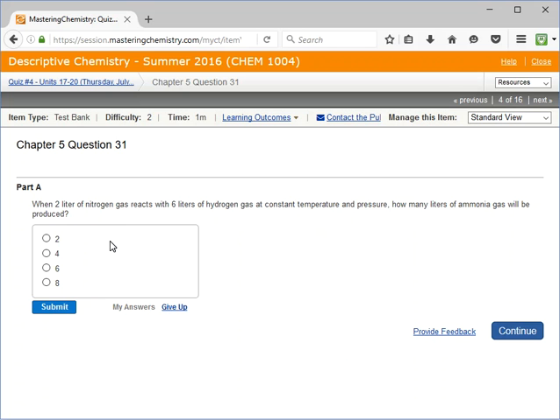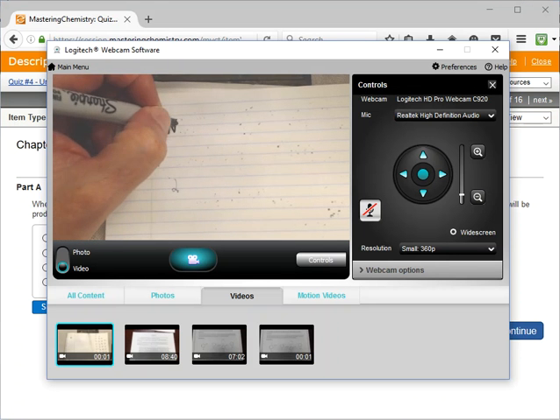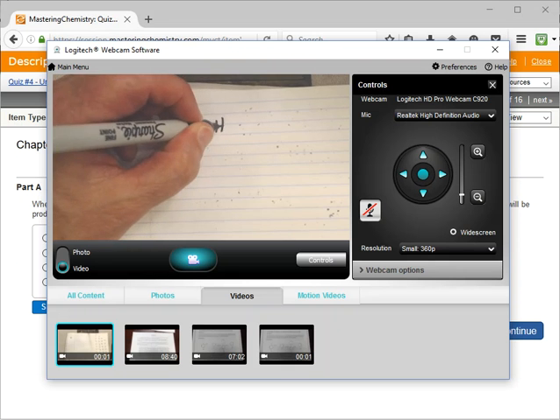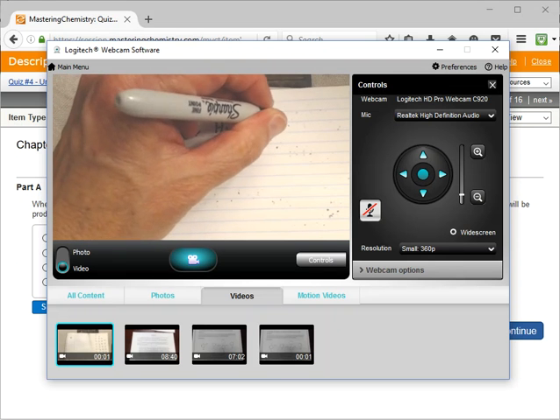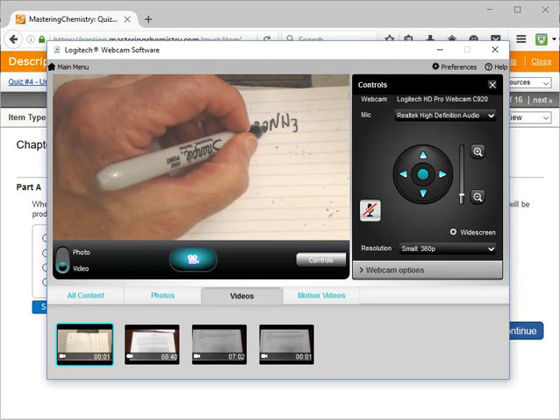Well, we're back to needing a balanced equation, aren't we? Nitrogen, hydrogen, we've seen that one before. The equation looks like this: nitrogen plus hydrogen gives ammonia. And when you balance it, 3 there, 2 here, and there's your balanced equation.